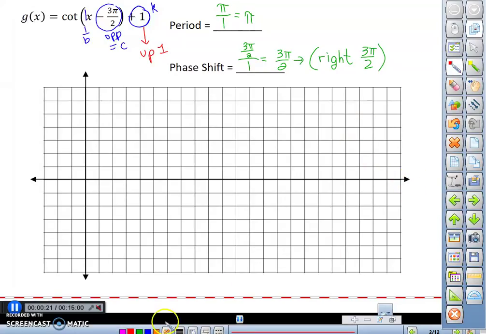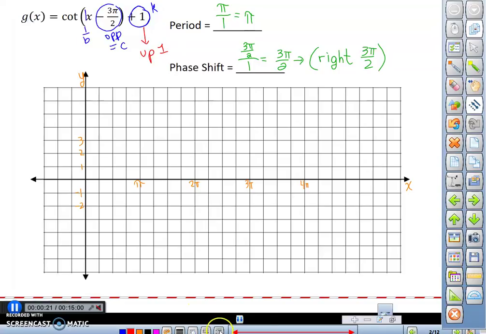For my x-axis, I am going to use pi fourths, because pi divided by 4 will give me pi fourths radians. So every 4 squares will be a multiple of pi. We'll have 3 pi, 4 pi, and that's probably far enough. For my y-axis, everything is moving up 1, but there's no vertical stretch, so I'm just going to use a scale of 1 unit.